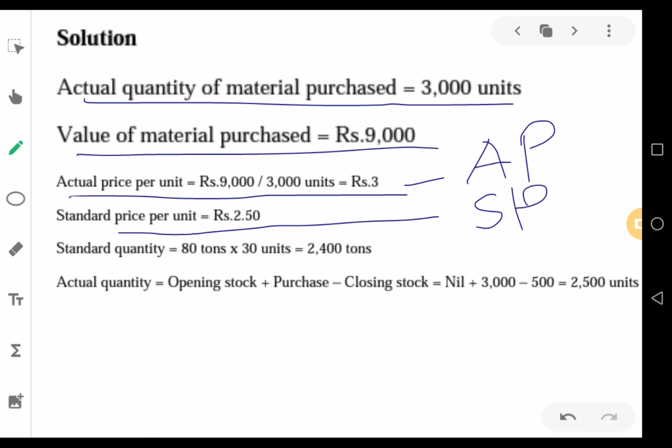Then standard quantity we just now calculated, that is if they are using 30 units to manufacture 1 ton, for 80 units that should be 30 into 80, 2400. This should be standard quantity.